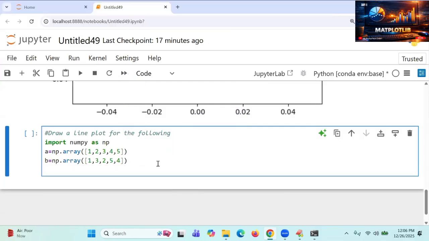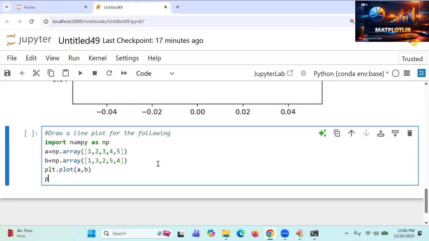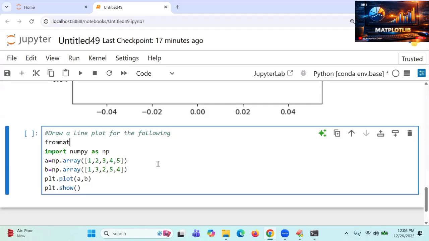Come on. Now I'm going to take plt dot plot of a comma b. A is taken as the x-axis value. B is taken as what? That's all. Come on, plt dot show. Easy. So from matplotlib import pyplot as plt.